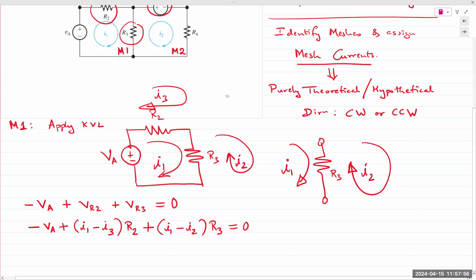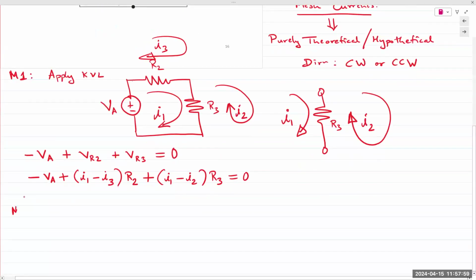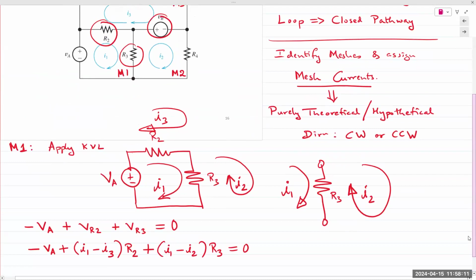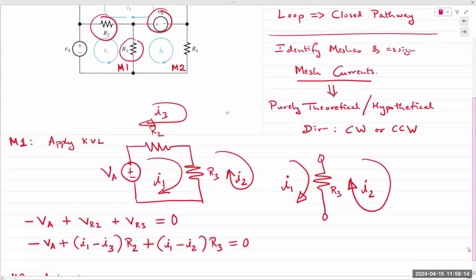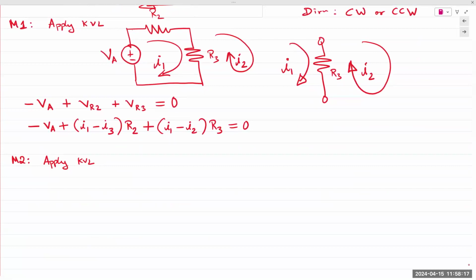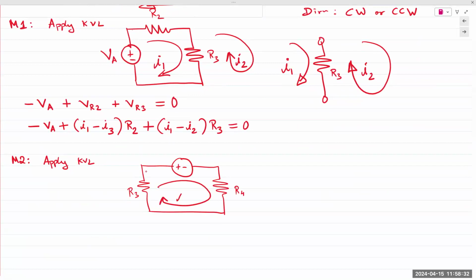Let's look at mesh 2. So if you look at mesh 2, and I apply KVL, M2. So we have R3, R4, and voltage source VB. Okay. So voltage source VB, R3, R4, and you have mesh current I2, but you also have mesh current I1 coming down.